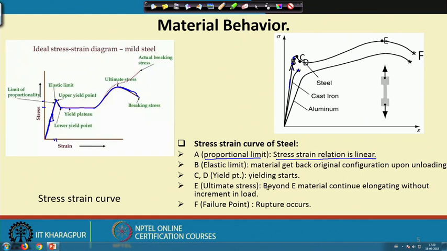And then we observe a yield plateau, where stress does not change much with the increase of strain. After that it again takes stress, so with the increase of strain, it increases to the ultimate stress. Once it reaches the ultimate stress, necking and all those things occur, and then it goes to failure. So the failure or rupture occurs. This is the overall behavior of a stress strain curve, which we probably know from our laboratory experiment.